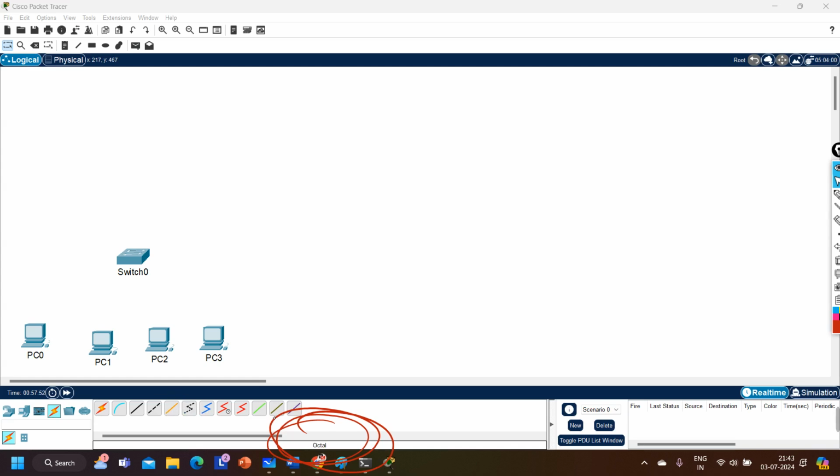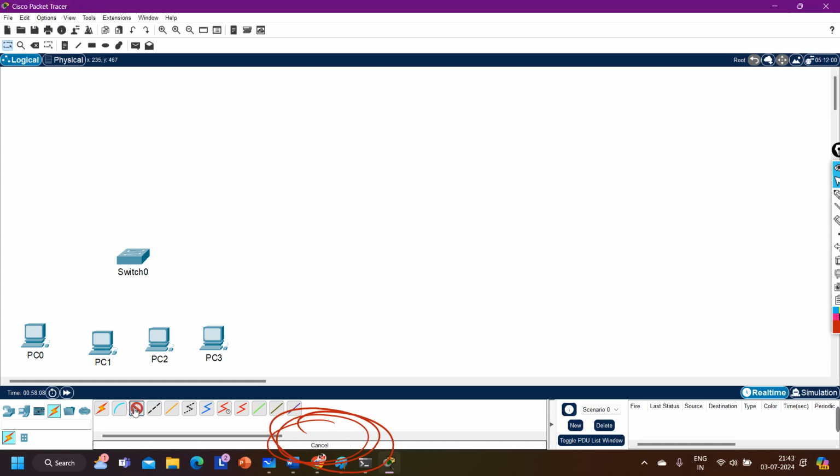Fiber. Serial. Ethernet. So which type of Ethernet? Straight through or crossover? Straight through. So I will select a straight through cable here like this, and then I can connect that together.